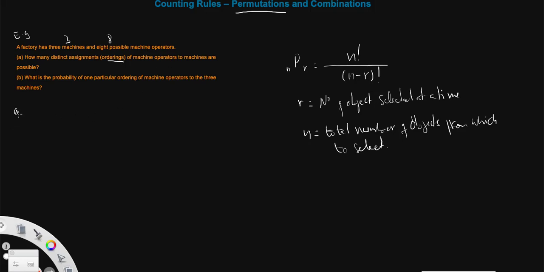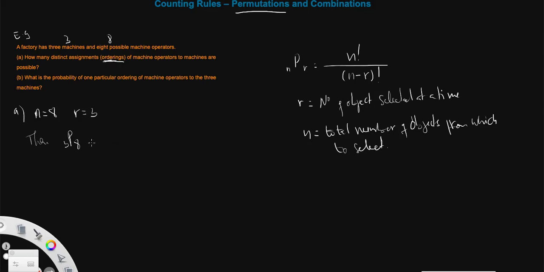Let's start by solving A, considering that our n here is equal to 8. That's the number of possible objects from which we can select, and our r is equal to 3, as we can see there. Then this is a permutation, and you can see here it says ordering. That's how you know that you're working with permutation, because the order is really important here.